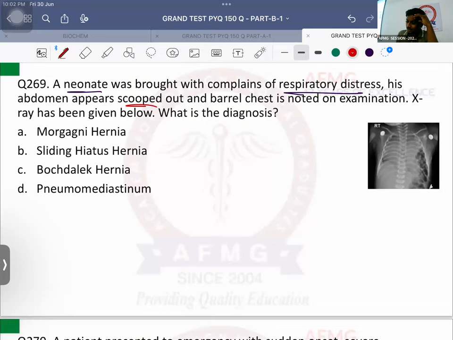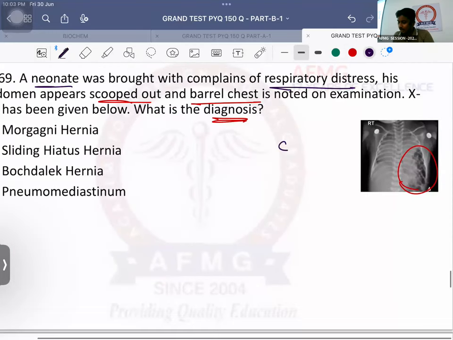His abdomen appears scooped out and there is a barrel chest. That means the anteroposterior diameter of chest is increased because all the abdominal organs are going inside the thorax. Therefore, the size of thorax is increased. X-ray chest has been given below. Kya dikh raha hai? Bowel loops are seen inside the thoracic cavity. What is the diagnosis? It is a case of congenital diaphragmatic hernia.